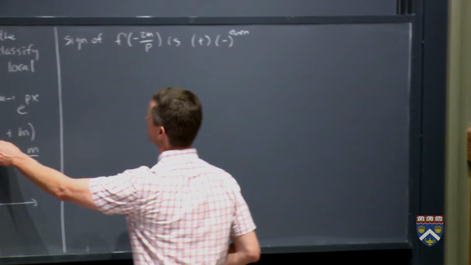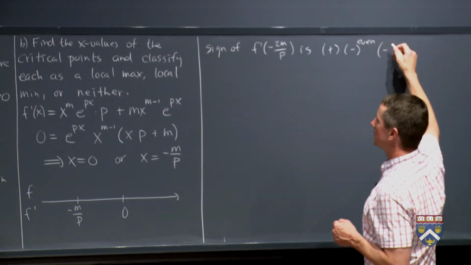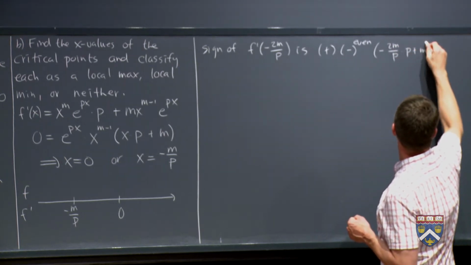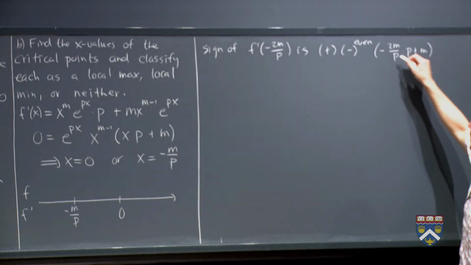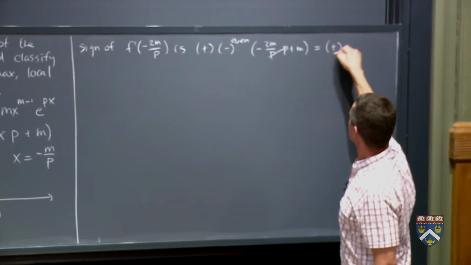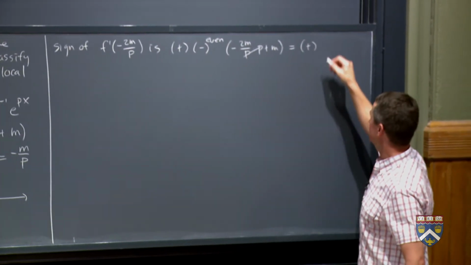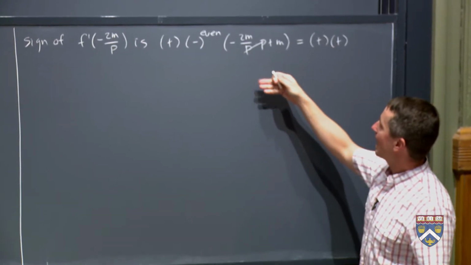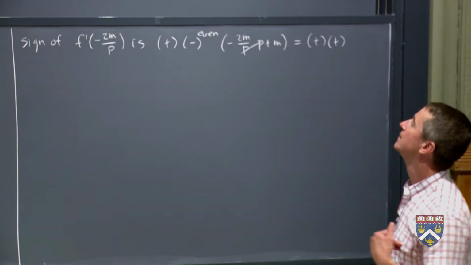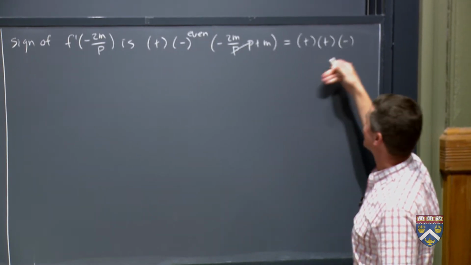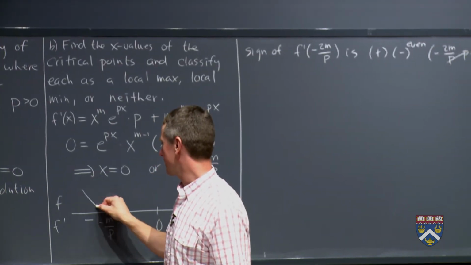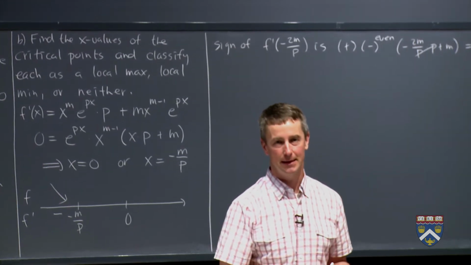And then I'm going to plug my x into here. So negative 2m over p times p plus m. So the p's cancel. So what are we going to get here? We're going to get a positive. A negative to an even power is positive. And now I've got negative 2m plus m, which is negative m, but m was positive. So negative m is negative. So we get positive, positive, negative, which is negative. So what do we know f is doing out there? F is decreasing because f prime is negative.